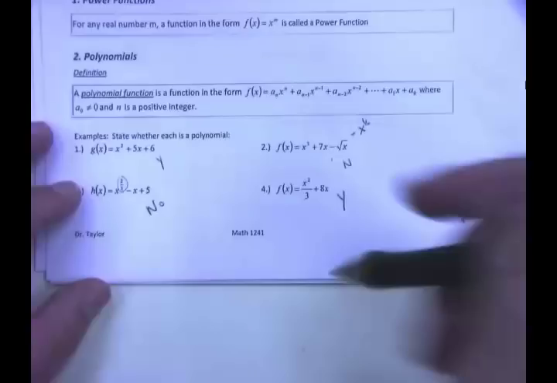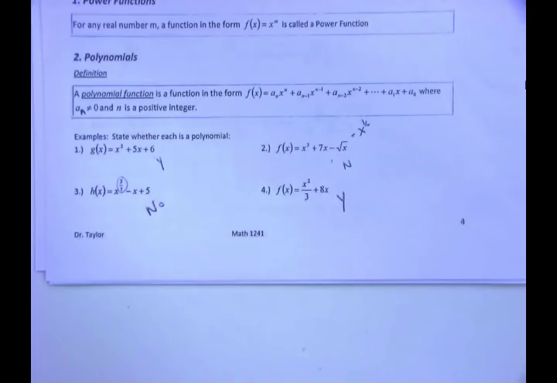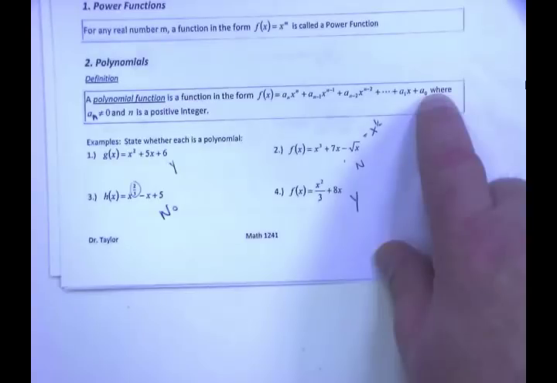And by the way, this is a typo here. A n should not be equal to 0. That's a typo on my part. Occasionally you'll see me in my notes as we develop these things come up with little typos, and I'll try to fix them as we go along. So to be a polynomial, the leading coefficient cannot be 0. All right.